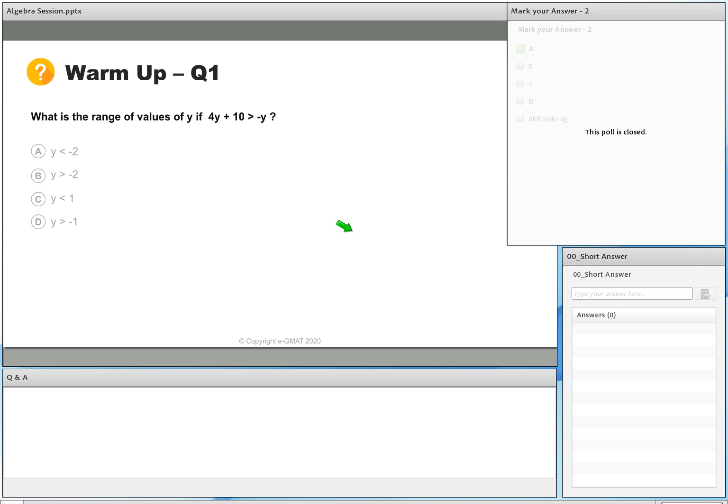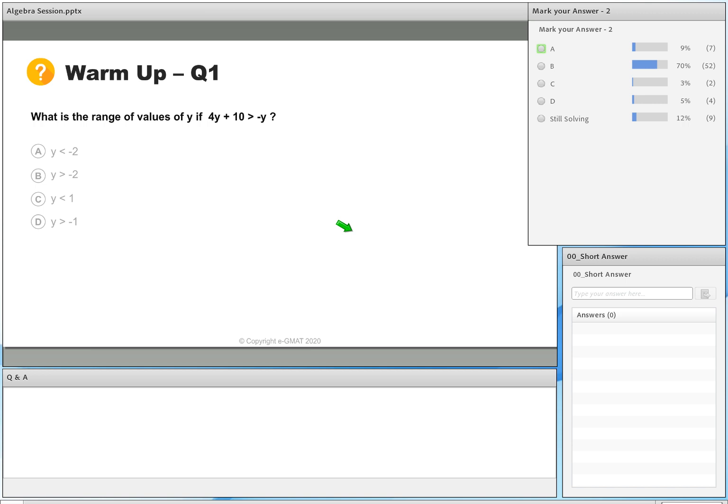Okay, let's show you the results. As you see, the majority went with B. 70% of you thought it is B. Very few votes for A, D, and C, but nevertheless, they did get votes. And 12% of the people stayed in the still solving block. Let's discuss this now. What is the range of values of y?